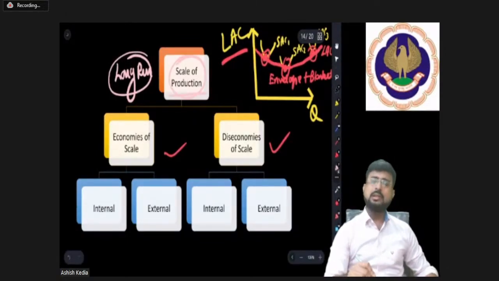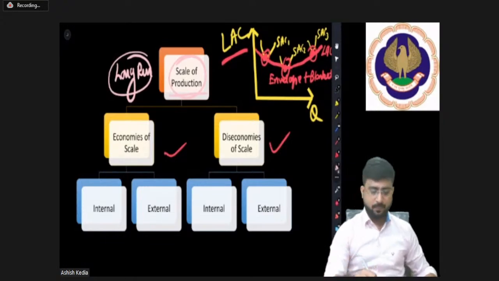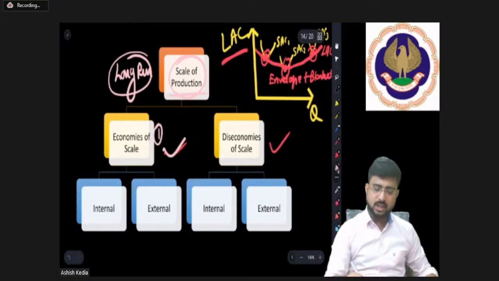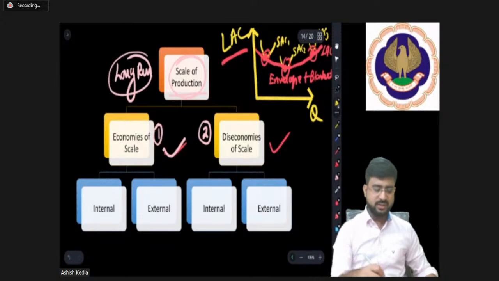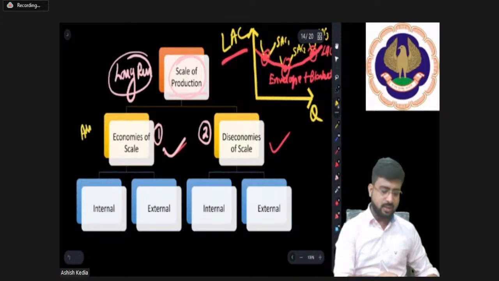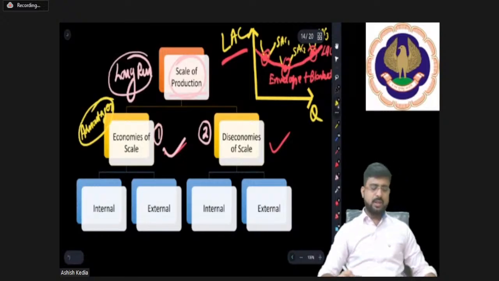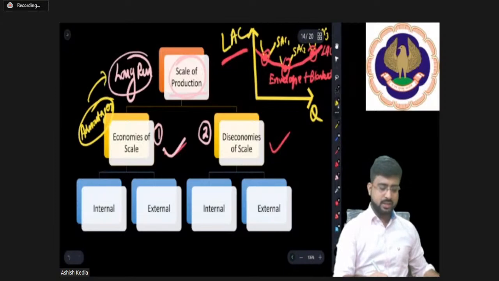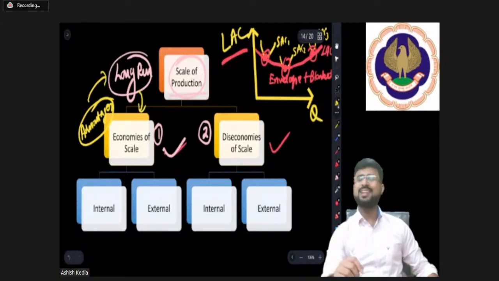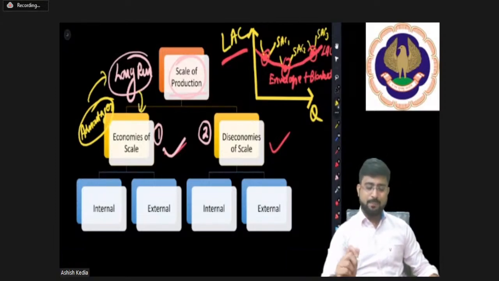In the long run, guys, there are two things that can happen. Number one, economies of scale, and number two, diseconomies of scale. What is economies of scale, sir? These are certain advantages that occur in the long run. Advantages in the long run are called economies of scale.